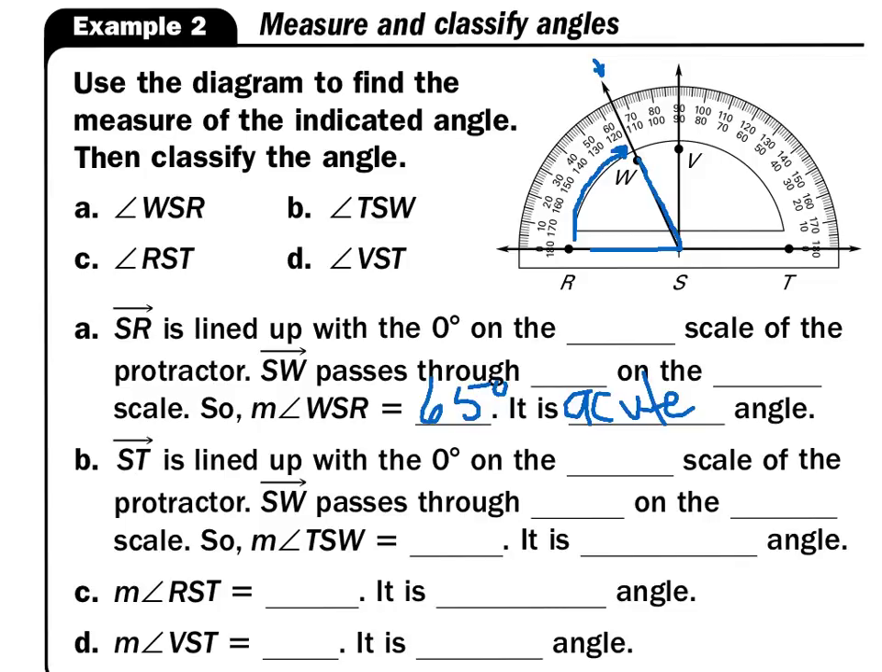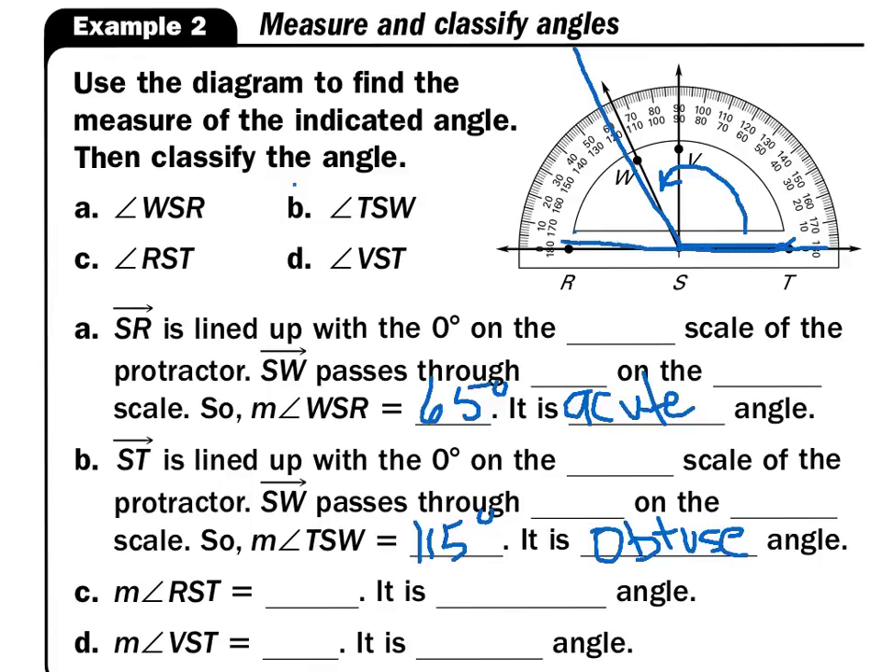S to T, okay, T, S, W. Let's take this away. T, S, W. Okay, it's fat, so we're going to use a bigger scale. So it's 115. Okay, it's more than 90, so it's an obtuse. R, S, T. Straight line, so it's a straight angle.